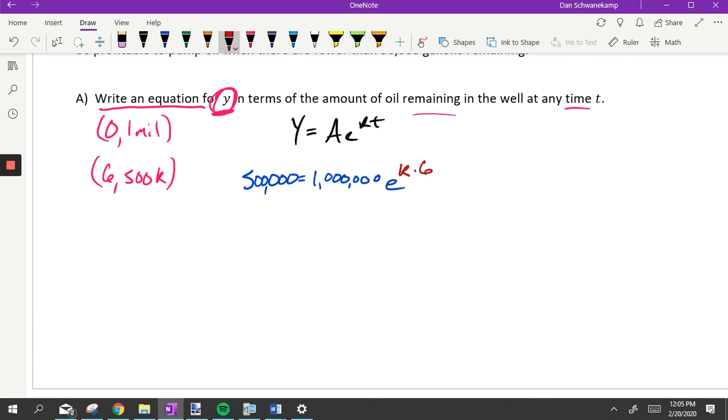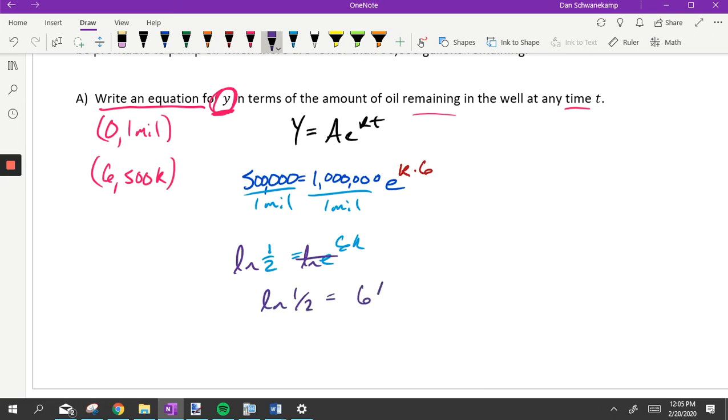By doing that, we've got everything plugged in except for K. We're then going to solve for K. So that means I need to divide by 1 million. 500,000 divided by 1 million, that is 1/2. We're going to get rid of E, so we're going to take the natural log of both sides. We're going to divide by 6. K is equal to that number.